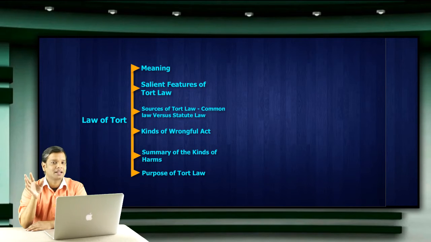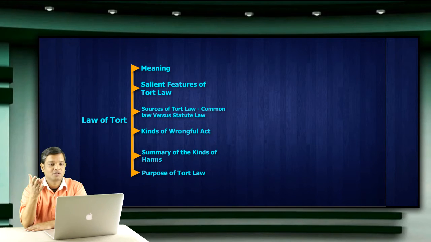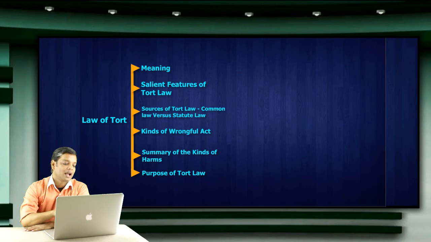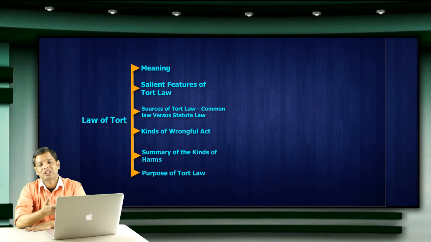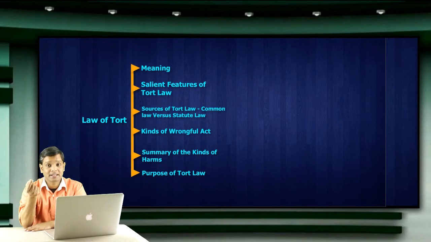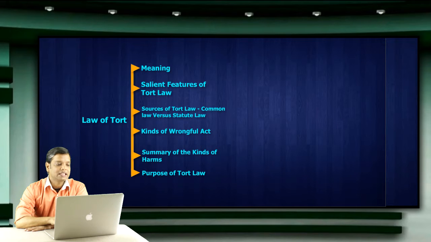The next topic that we had discussed, that is kinds of wrongful act. The next one we had discussed, that is summary of the kinds of harms. So, basically what are the kinds of harm possible under the tort law. And the last topic that we had discussed, purpose of tort law. Why this law is legislated and implemented. What is the purpose? So, these are the main headings that we had discussed.